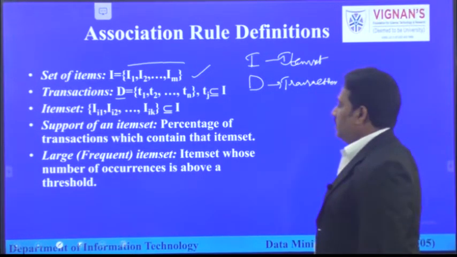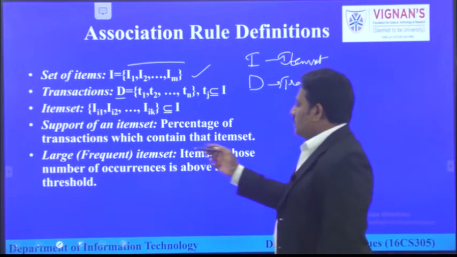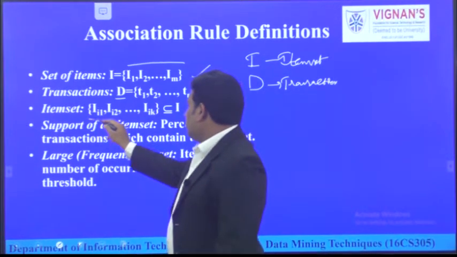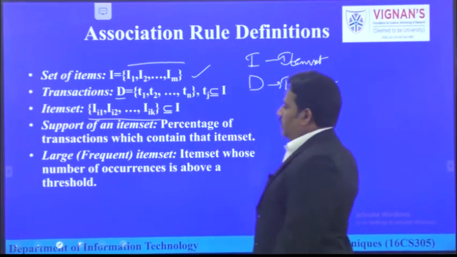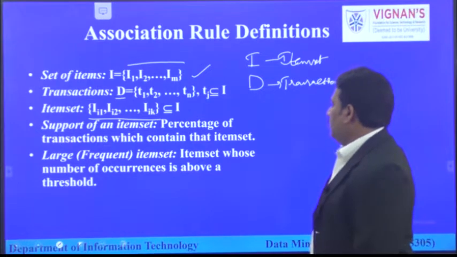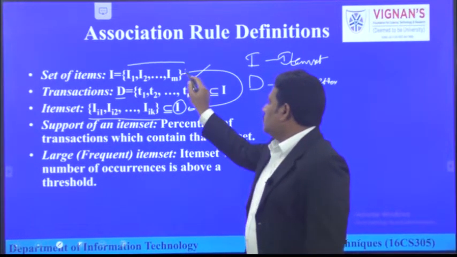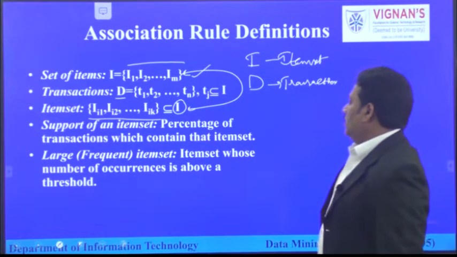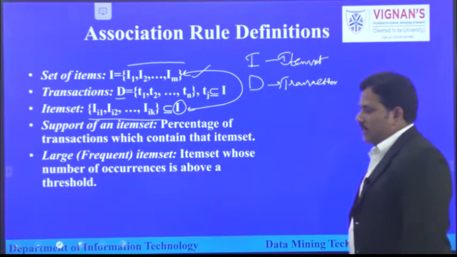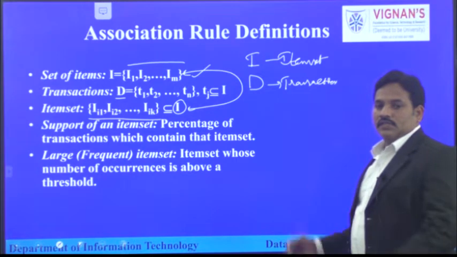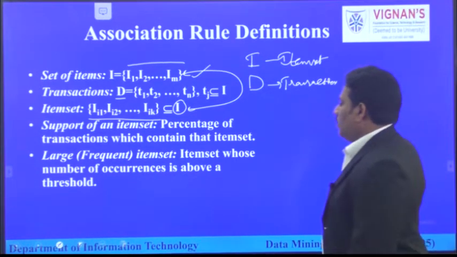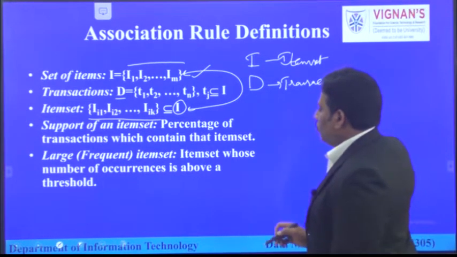I is an item set. So the item set is represented here: I1, I2 and up to IK, which belong to capital I. That means these two are interlinked with each other. And using this item set and the number of transactions which are performed, we are going to calculate the support of an item set.